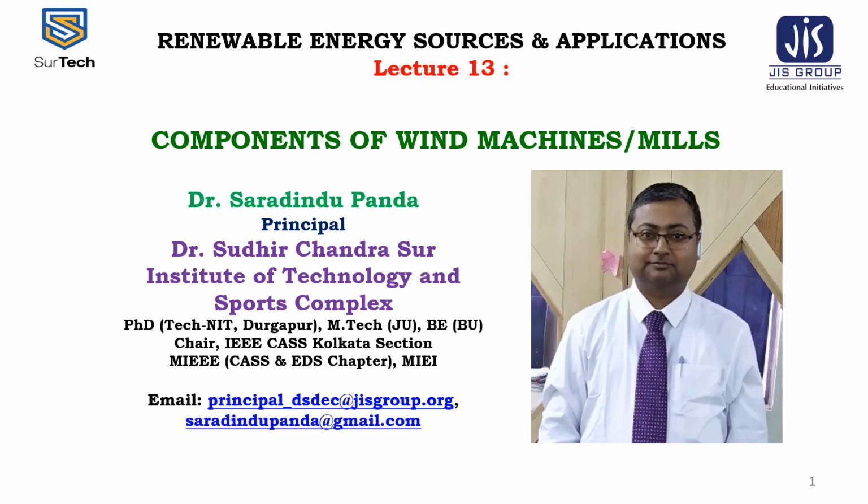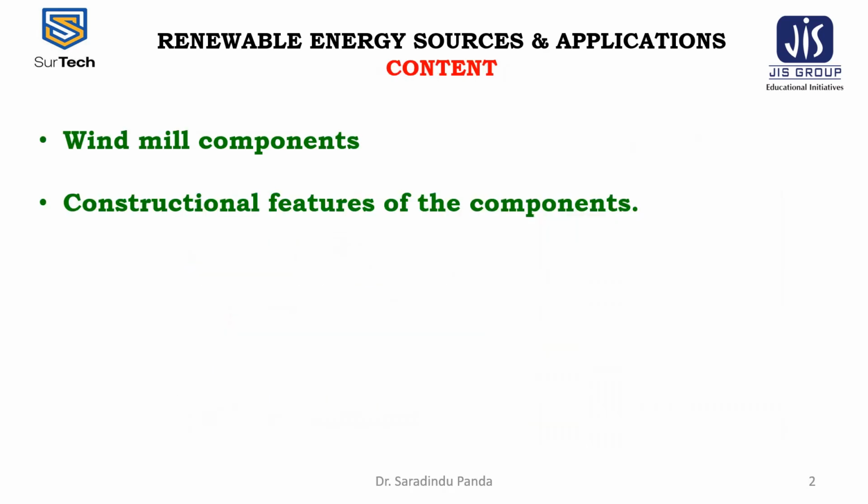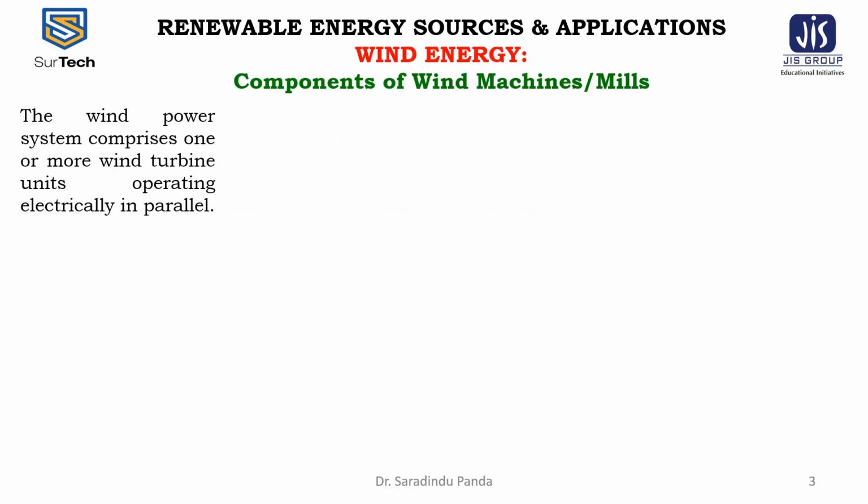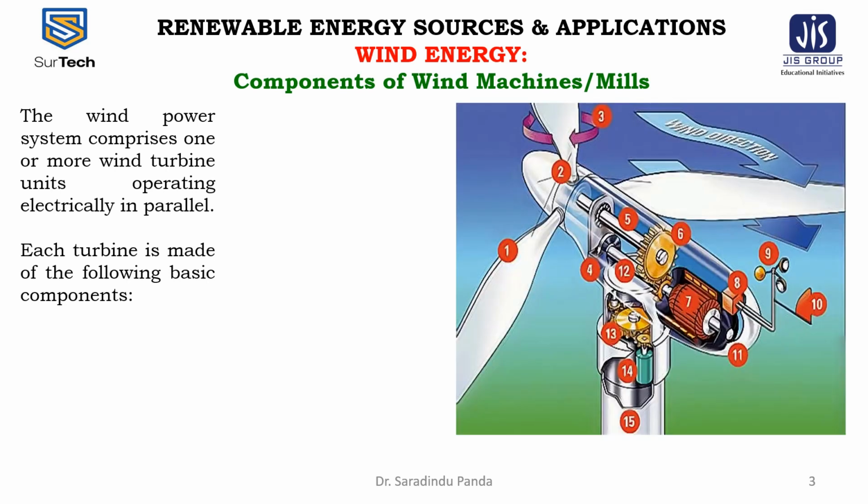In my today's lecture, I want to discuss the components of the wind machine and mills, their constructional features of the components. The wind power system comprises one or more wind turbine units operating electrically in parallel. Each turbine is made of the following basic components.